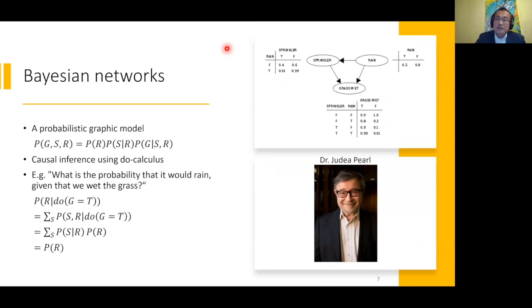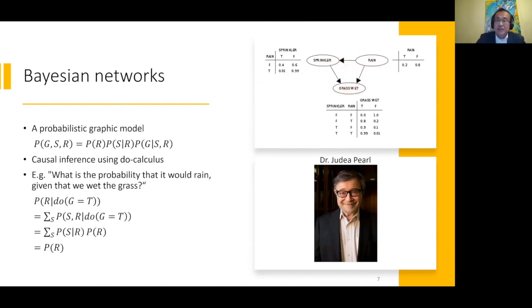The graph showing here is an example. Let's say we have three random variables. One is a sprinkler, the other one is the rain, and the third one is grass. Each of these random variables may have a different state. This graph shows the statistical dependency of these three random variables. For example, the status of the sprinkler depends on the status of rain, and the status of grass depends on the status of sprinkler and the rain.